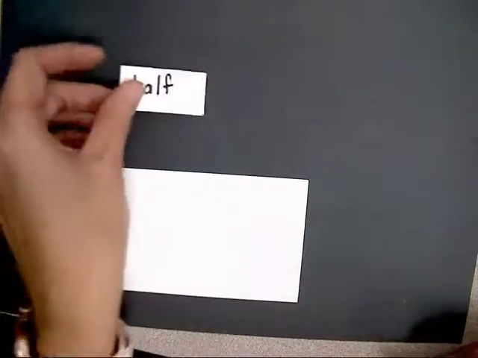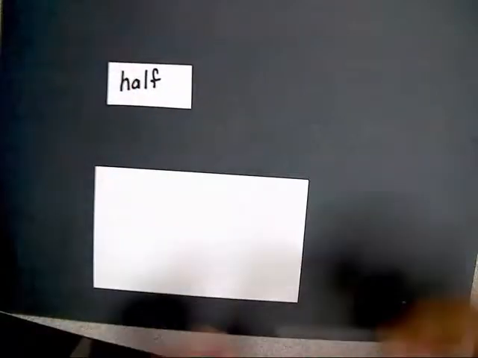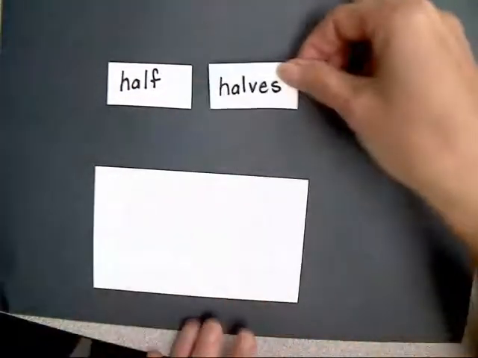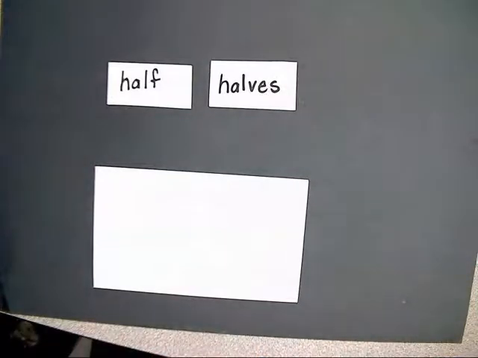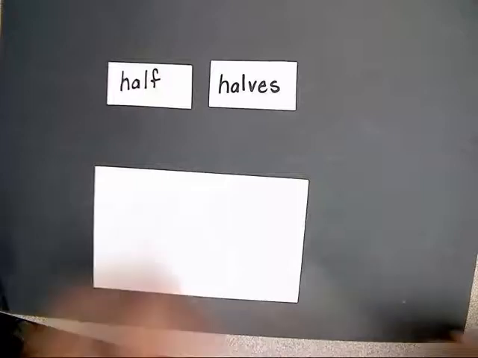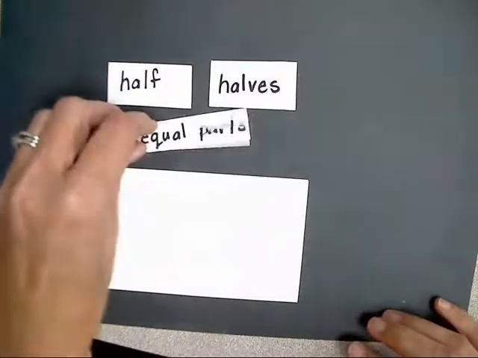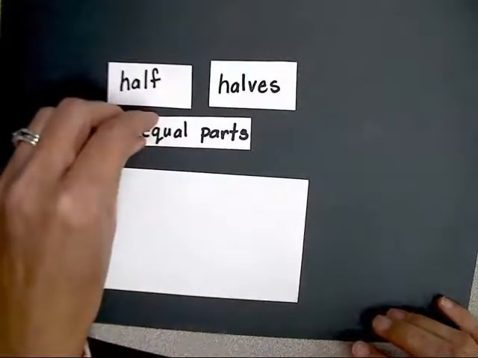So first let's talk about half. And we know when we're talking about more than one half, it's halves. And what do we know about halves? We know they have to have equal parts.